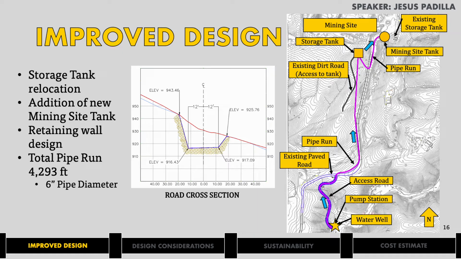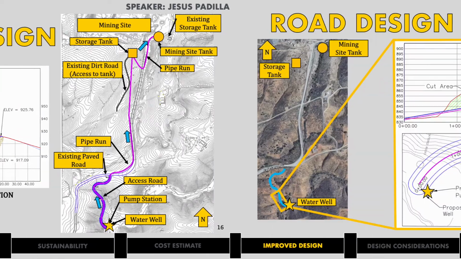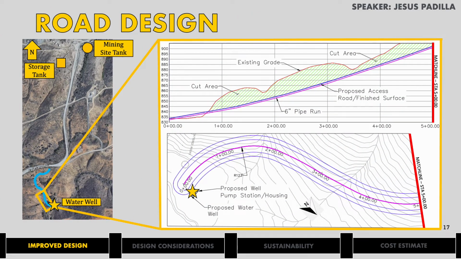Next slide, please. Provided here is a plan and profile of our proposed access road. The blue line work represents the proposed road, the red line represents the existing grade, and the pink represents the pipe run underneath the road. The green area also represents our cut of the existing grade. We decided to provide a minimum of 4 feet of cover for the pipe to prevent any damage. Since the road was straight graded to have even slopes throughout, the majority of the work will require cuts due to the steep terrain.